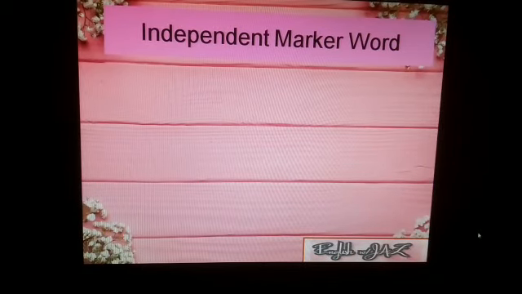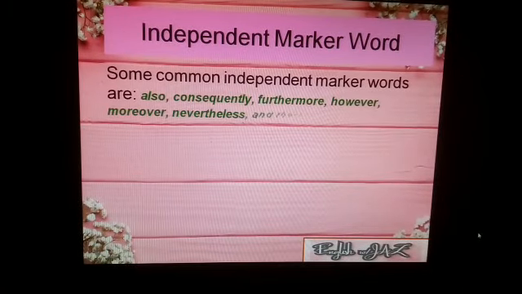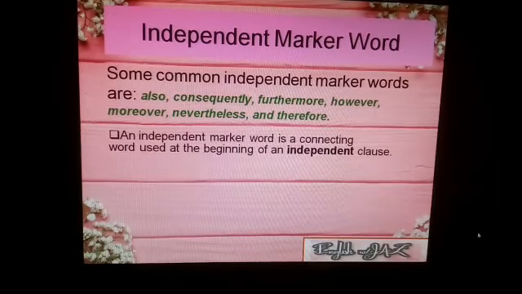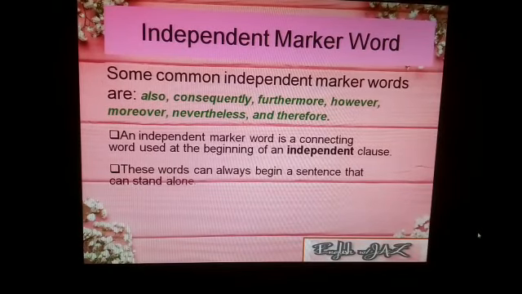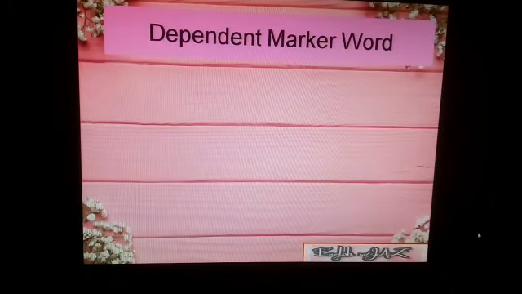So what are the independent marker words? Some common independent marker words are also, consequently, furthermore, however, moreover, nevertheless, and therefore. An independent marker word is a connecting word used at the beginning of an independent clause. These words can always begin a sentence that can stand alone. When the second independent clause in a sentence has an independent marker word, a semicolon is needed before the independent marker word.